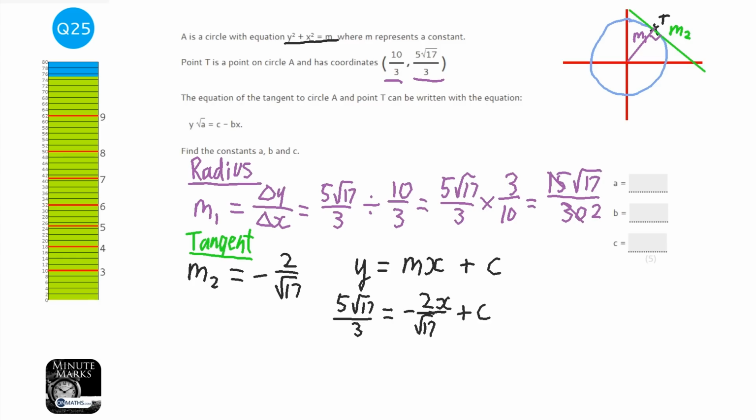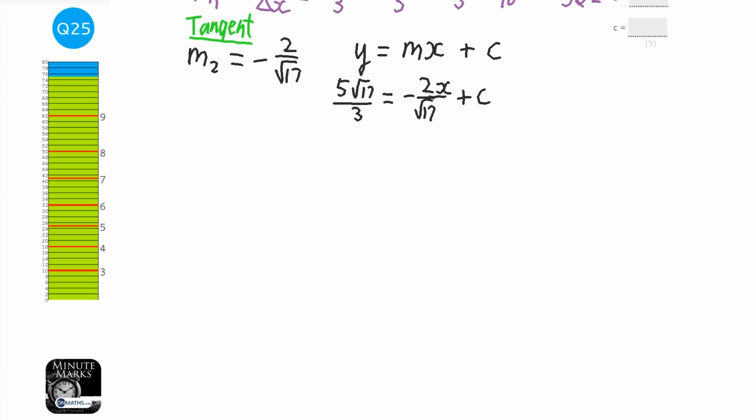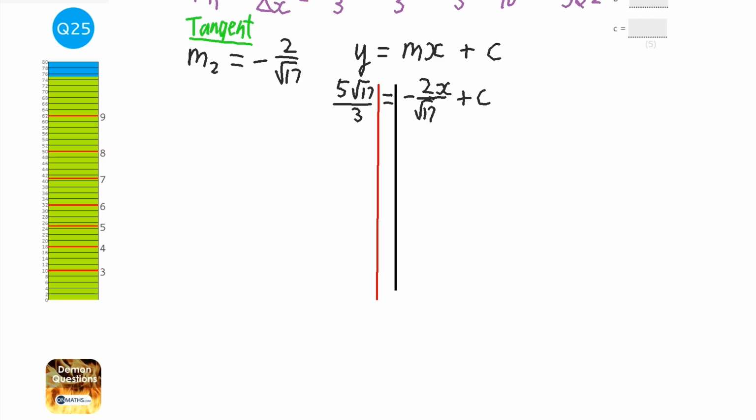So I'm going to put my lines in. I'm going to give myself a little bit more room here, because I think it's quite easy to get congested. So let me add my straight lines down. Okay, so first thing I'm going to do is add the entirety of minus 2x over root 17 to both sides. So it would become 5 root 17 over 3. I'm just going to add that 2x over root 17.